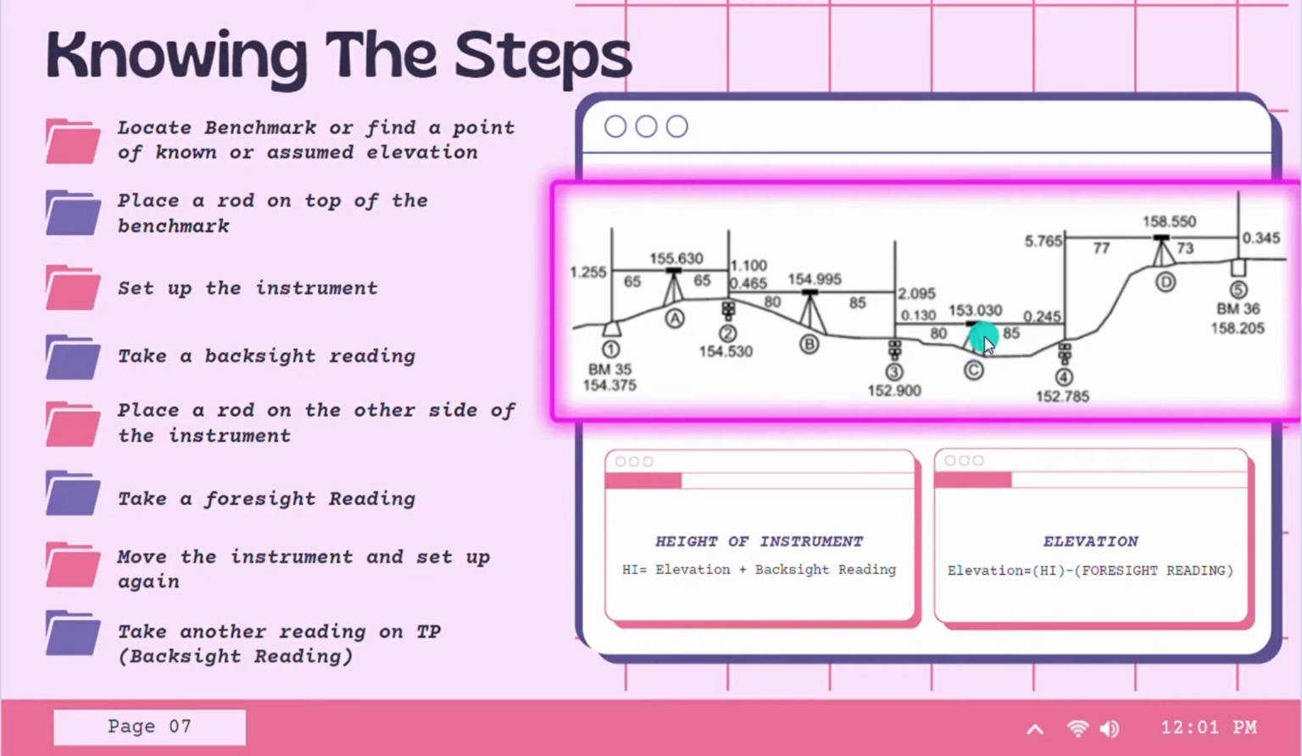Next, we move the instrument again. Then we take another backsight reading and add that backsight reading and the elevation to get the instrument height. The process repeats until you get to your last station or your temporary benchmark. That would be the process for differential leveling. Let us now make use of the simulator that I found on the internet.